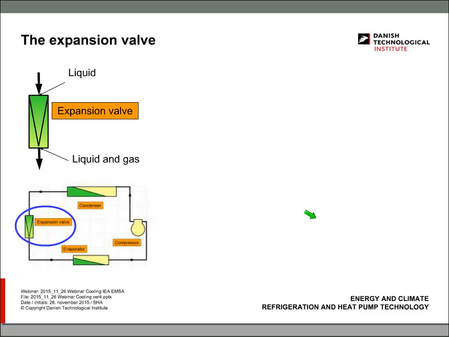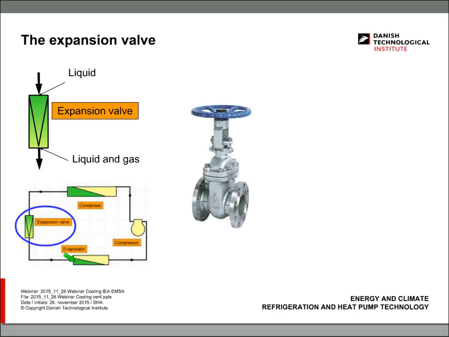The last main component that we need in a refrigeration system is the expansion valve. This symbol here shows that there's a flow direction. At the inlet we have liquid coming from the condenser, and at the outlet of the expansion valve we find not only gas, but a mixture of liquid and gas, which is delivered to the evaporator. And again, to show you something you can compare with, it's just a simple valve.